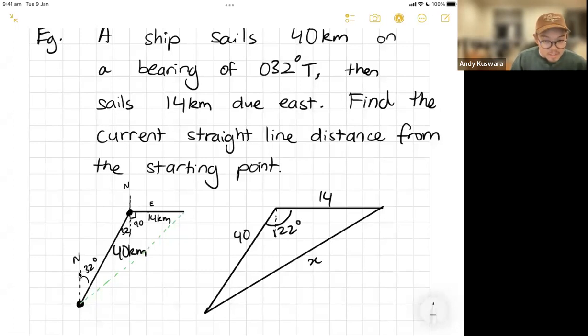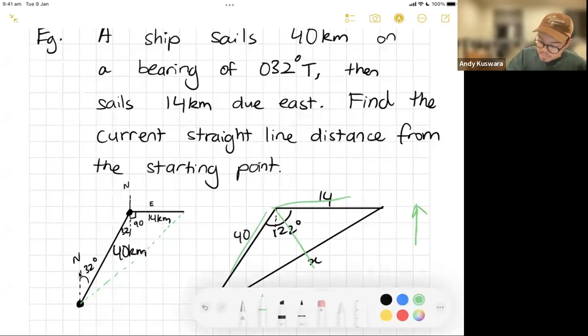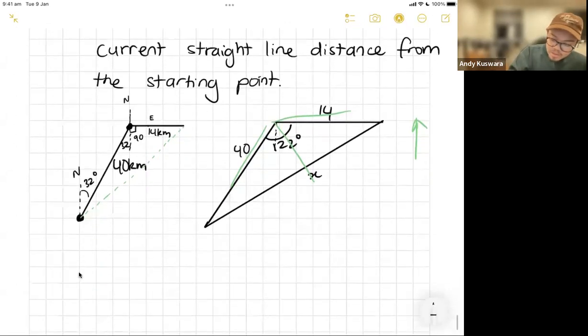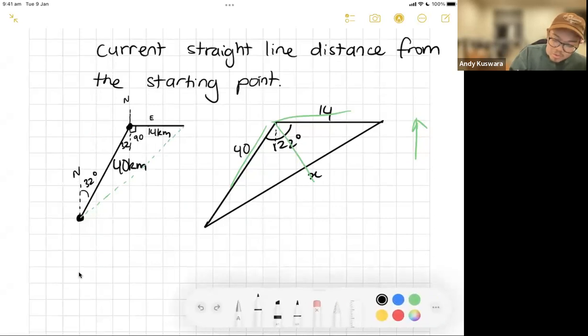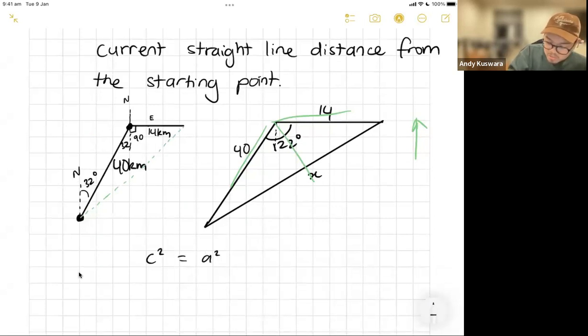Okay, now at this point I can almost read exactly what my question wants. I've got two sides, I've got an included angle, and I'm trying to find the opposite side. I'm working with a cosine question. So I'm going to note that it's going to be the x squared formula. Let me write down the whole cosine rule. c squared equals a squared plus b squared minus 2ab sine c.